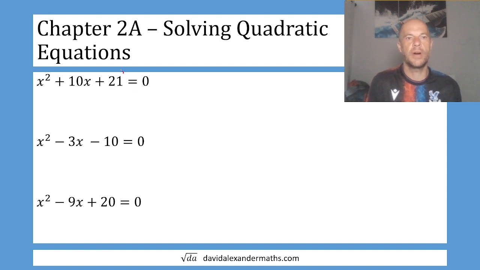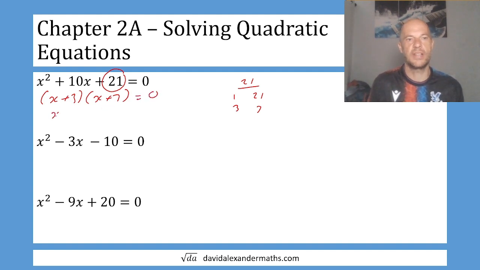So what we're looking for are factors of 21 that add up to 10. The factors of 21 are 1 times 21 and 3 times 7, and 3 plus 7 gives me the 10. So this will factorise to (x + 3)(x + 7). And if (x + 3) multiplied by (x + 7) equals 0, then the solutions are minus 3 and negative 7.